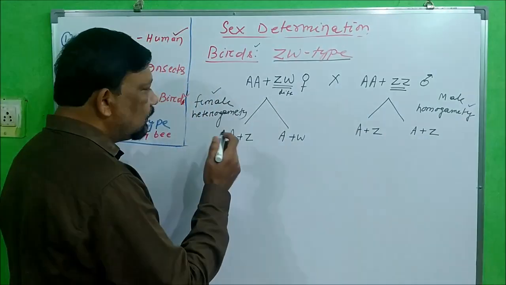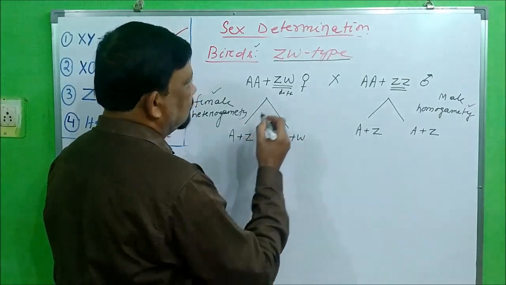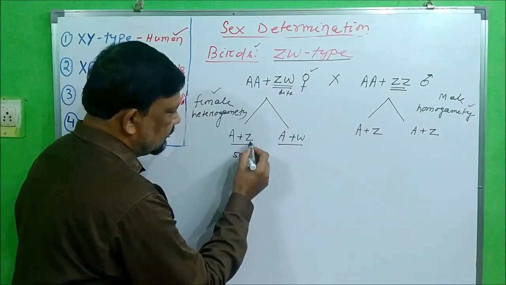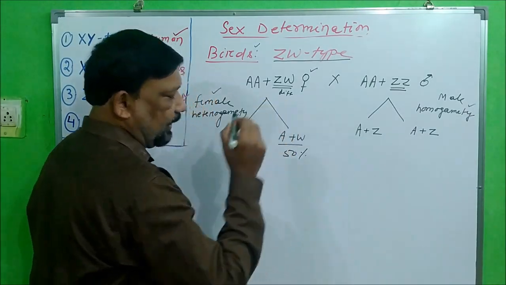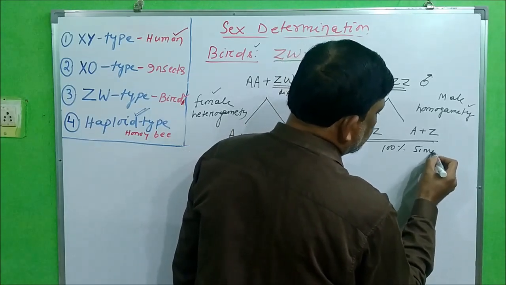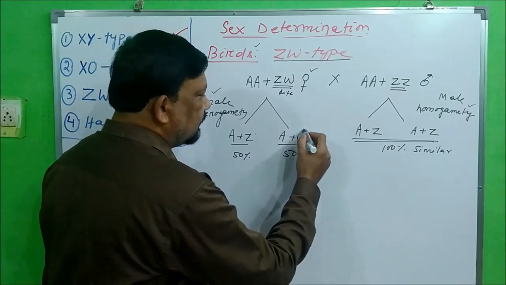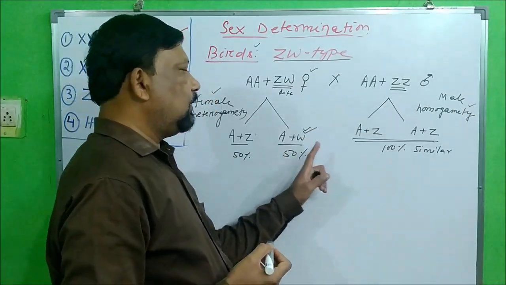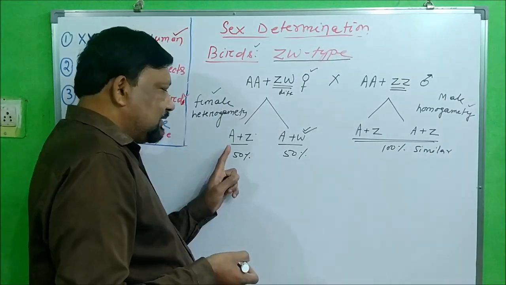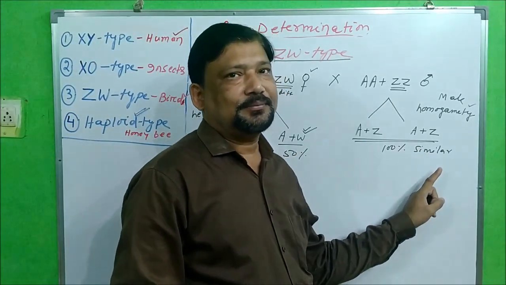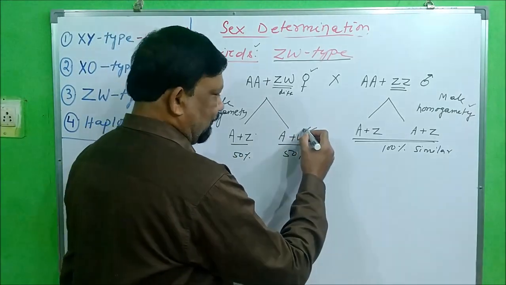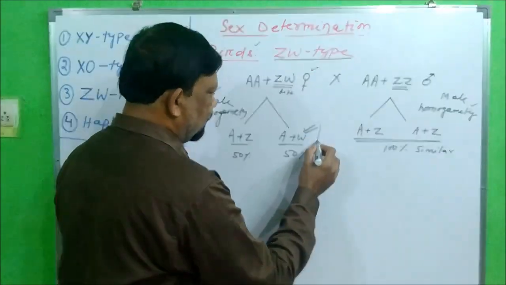So let's see. During gamete formation, the female produces two different types of gametes, 50% Z type and 50% W type. But sperms are produced 100% of a similar type, so sex is determined by W. If W goes with any sperm, that will give a female bird. And when Z goes with any sperm, that will give a male bird. Clear? So, here the female sex is determined by W.